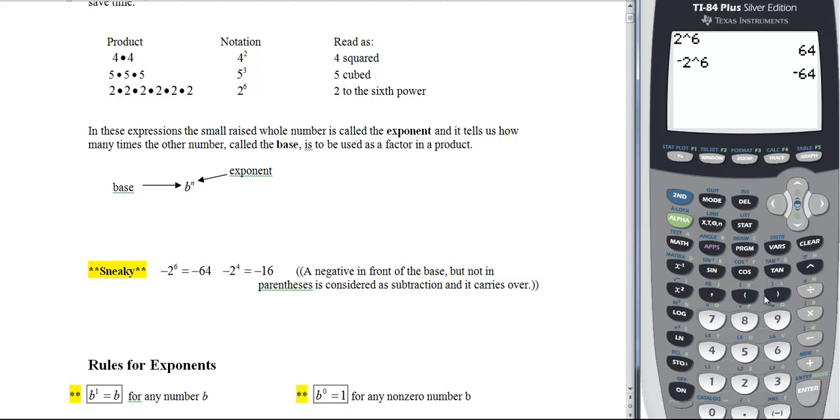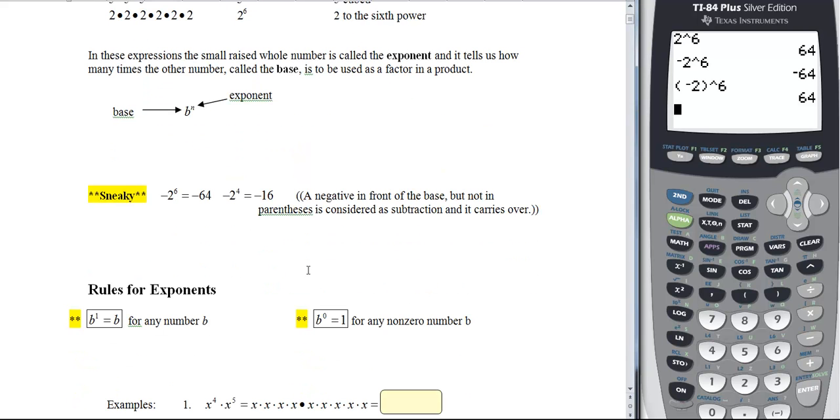Okay? Now if I put it in parentheses, that's a negative 2 raised to the 6th, and that will be a positive 64. So if it's out front, it carries over.